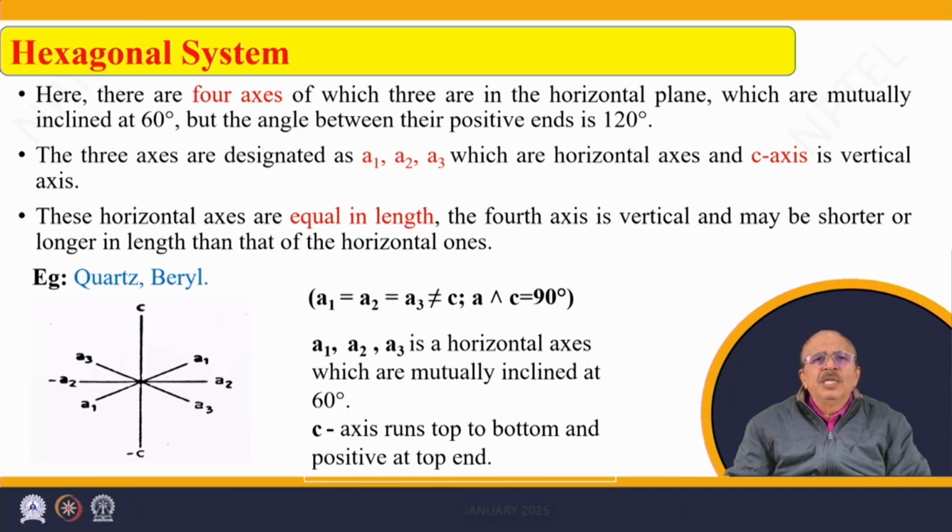And here you can see in the diagram also A1 is equal to A2 is equal to A3 but not equal to C, and A angle C is equal to 90 degree, where A1, A2, A3 are horizontal axis which are mutually inclined at 60 degree, and C axis runs from top to bottom and the positive at the top end.